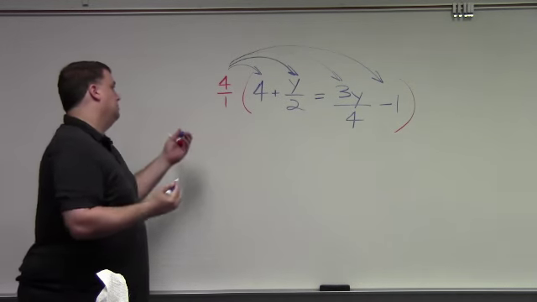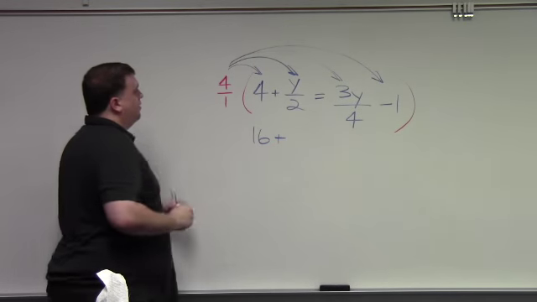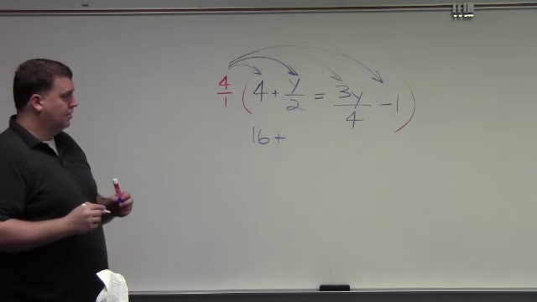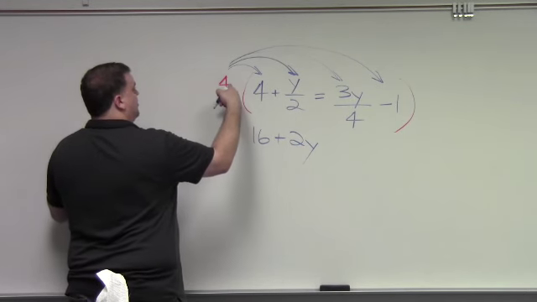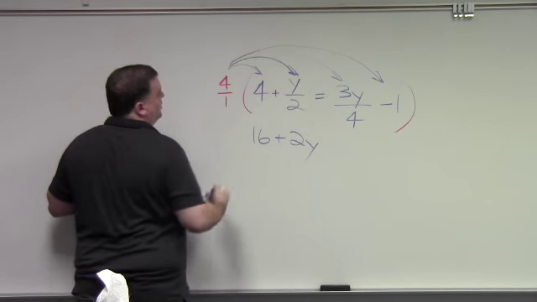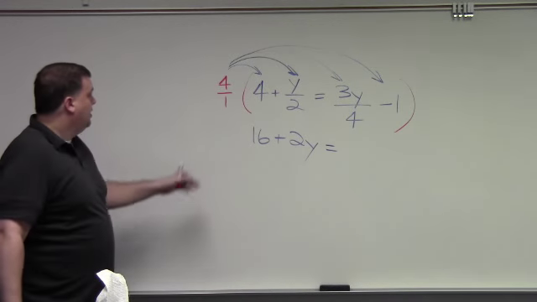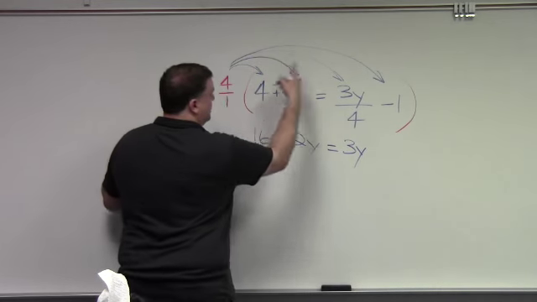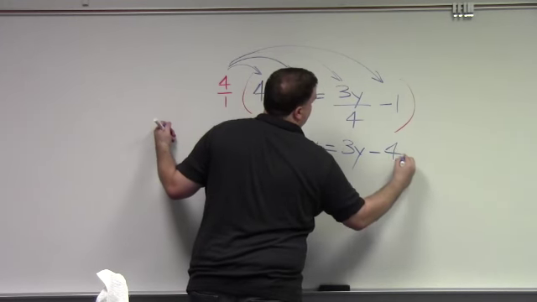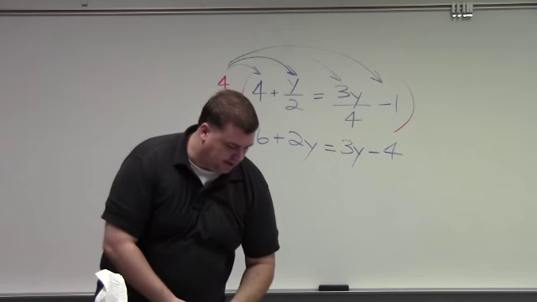So 4 times 4 is 16. Easy enough. 4 over 1 times y over 2? 2y. Correct. The 2 goes into 4 2 times, 2 times y, 2y. Equals, on the other side, 3y, right? The 4's would cancel. And then 4 times negative 1 is negative 4. The fraction's gone. A lot easier now.